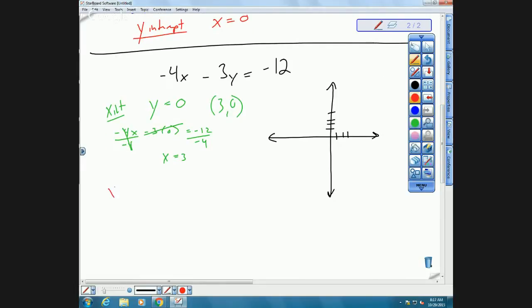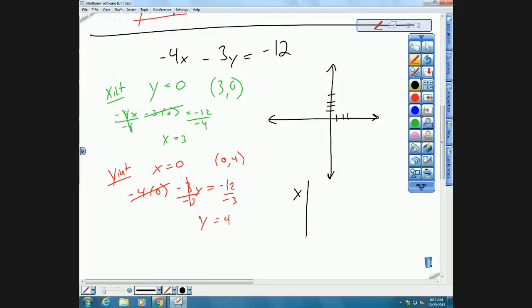To find the y-intercept, you make x be 0. So you plug in a 0 for your x. Did I do that backwards? Oh, no, sorry. So -4 times 0 is 0. So now divide both sides by -3, and y equals 4. So my y-intercept is at (0, 4).